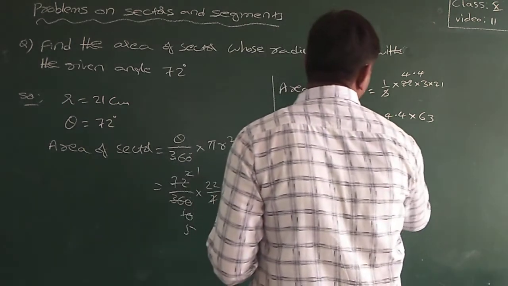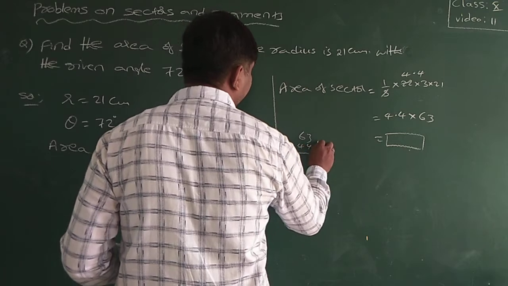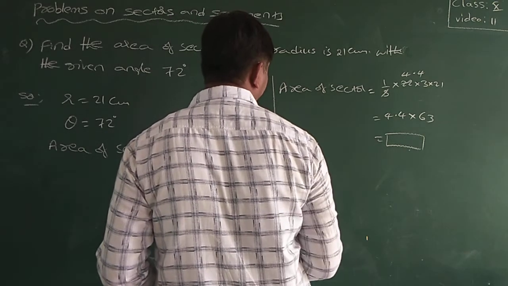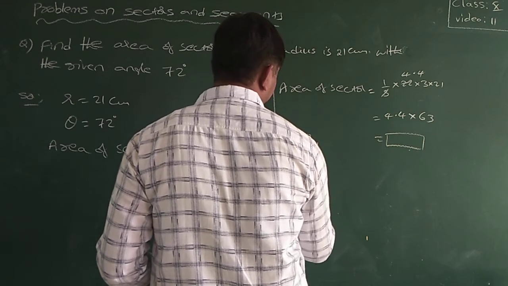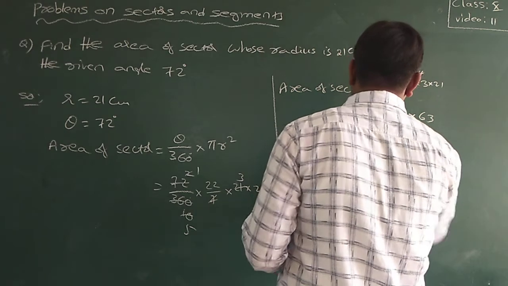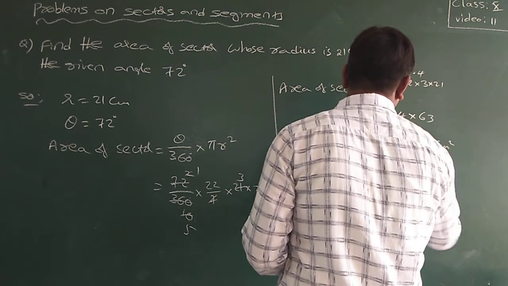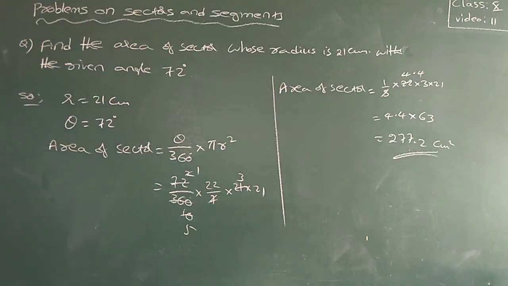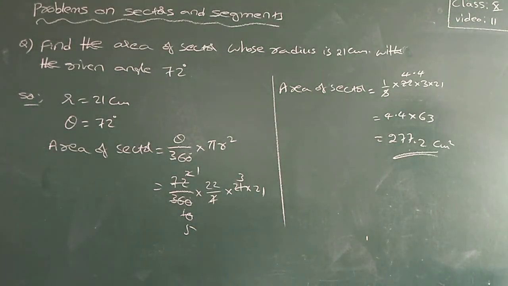Okay, multiply this and write the value in your final answer. 63 into 44: 4 3s are 12, 4 6s are 24 plus 1 is 25. That is equal to 2772.2 centimeters square. Check the calculation once again, sir.